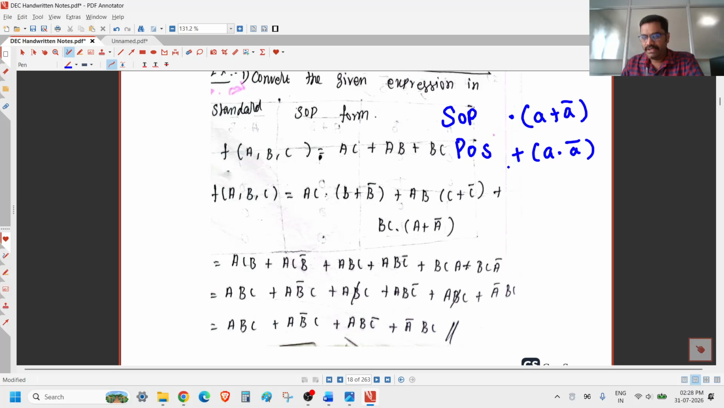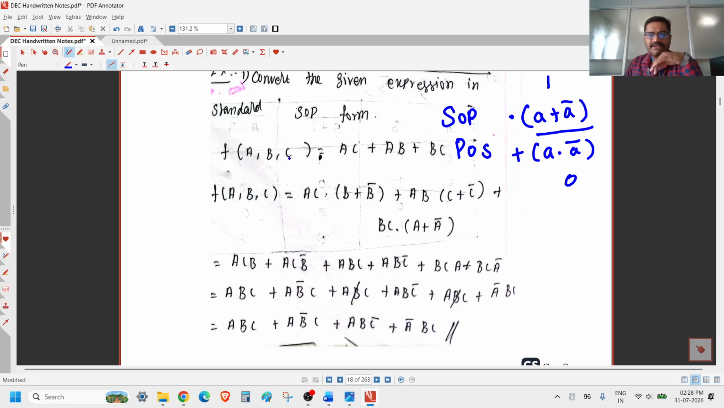Again, you know that A plus A bar is equal to 1 and A dot A bar is equal to 0. Any number multiplied with 1, the same number will be there. Likewise, any number added with 0, the same number will be there. So that is why this rule is applicable. The A plus A bar rule is applicable for SOP and the A dot A bar rule is applicable for POS.